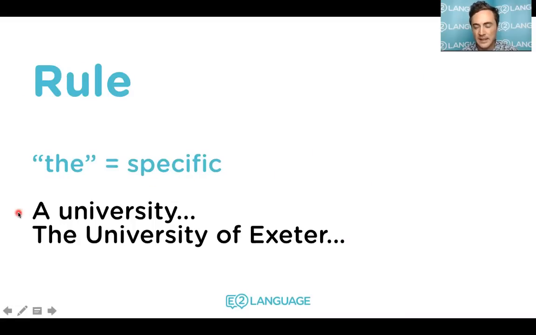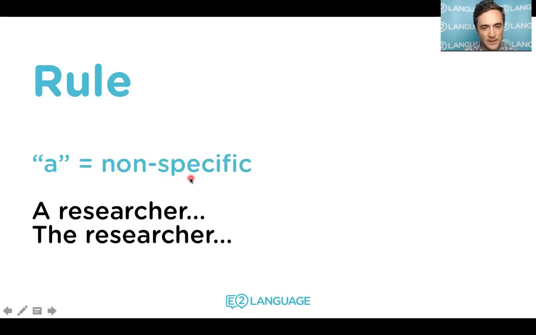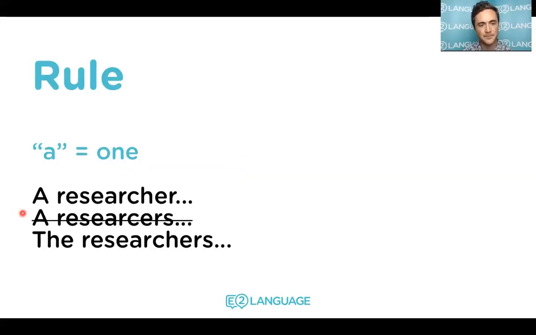Another rule we learned was that the means specific. A university refers to, I don't know, a non-specific university versus the University of Exeter. It's a specific university. We use the to be specific. We use a to be non-specific. A researcher. Do you know this researcher? No, it's just a researcher. But then the next time we mention him or her, the researcher. That's the specific one. So a for non-specific.